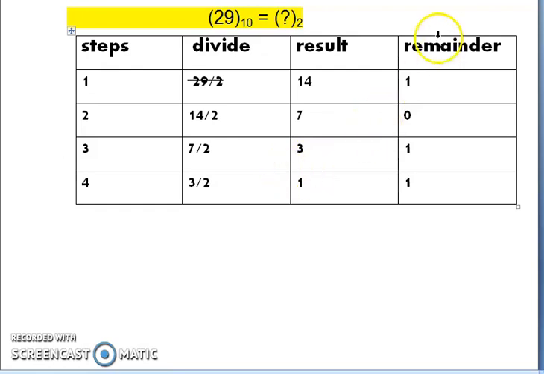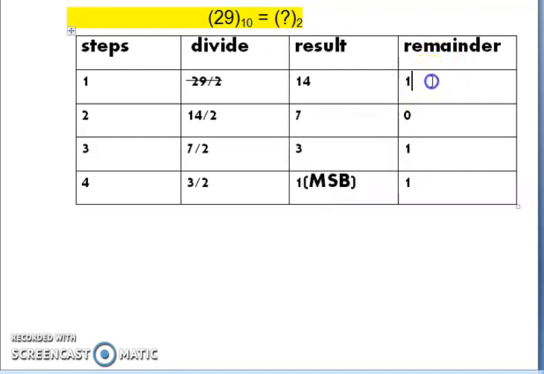After that, the values can be placed. The first one is the MSB bit position. This is the MSB bit position. This is the LSB bit position. So you can arrange these numbers like this: from the MSB bit position, 1, 1, 1, 0, 1.